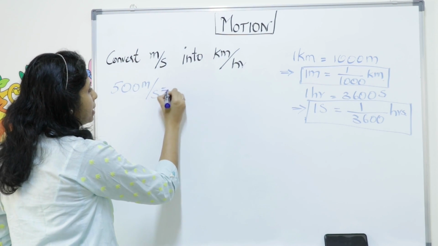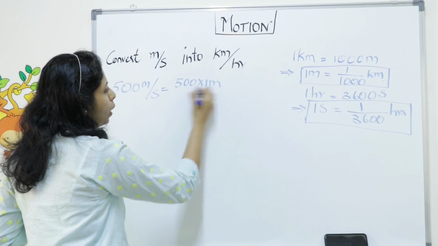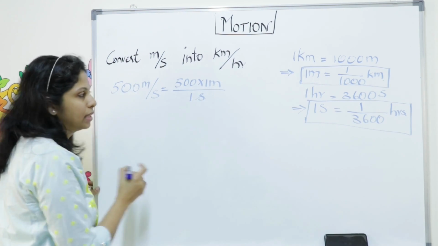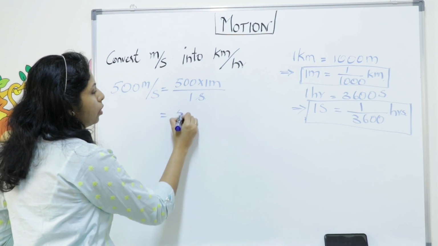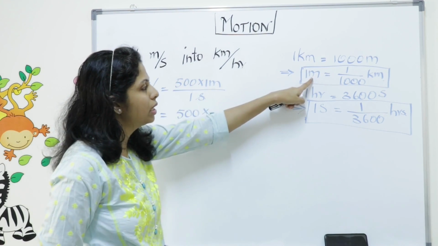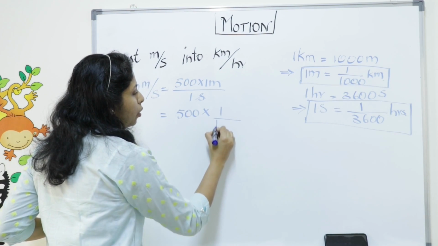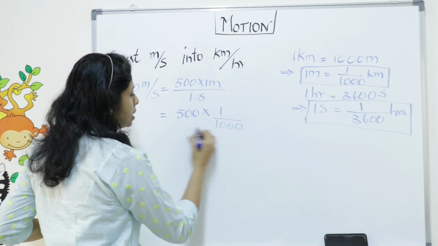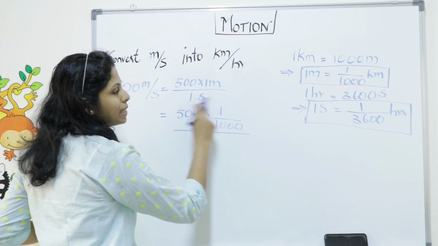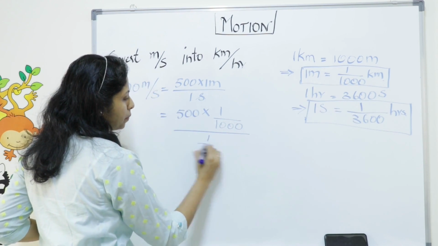So this can be written as 500 into 1 meter per 1 second, which is nothing but 500 into, what is 1 meter? It is 1 by 1000, divided by, what is 1 second? It is 1 by 3600.